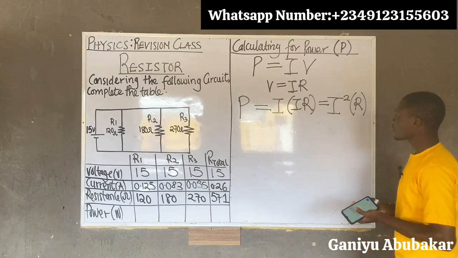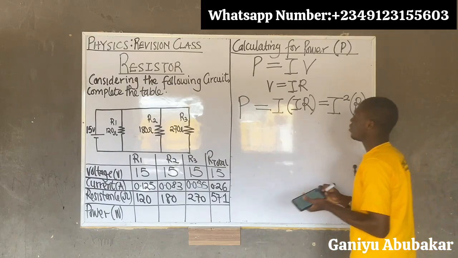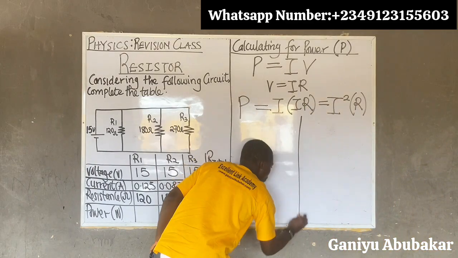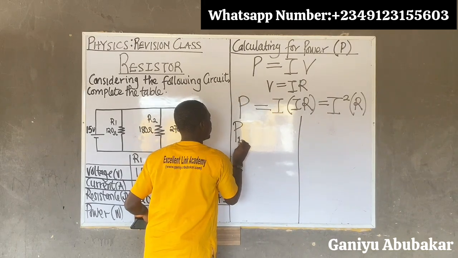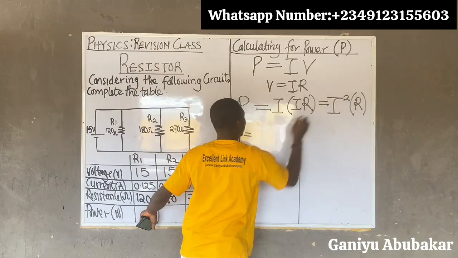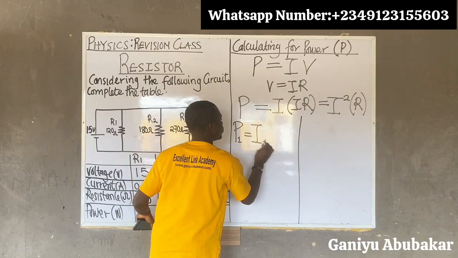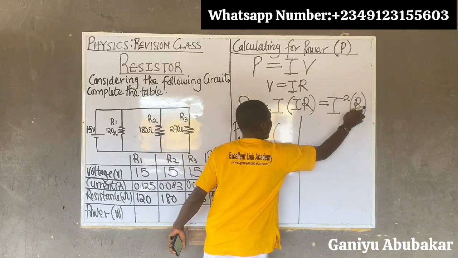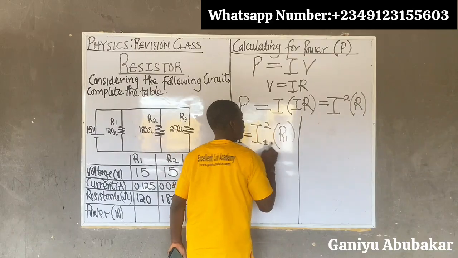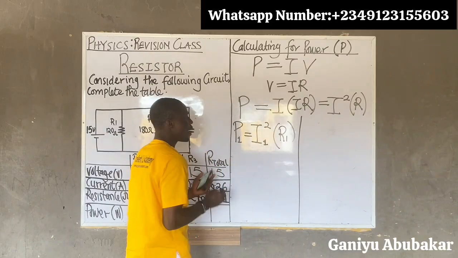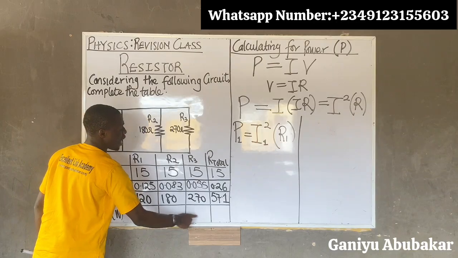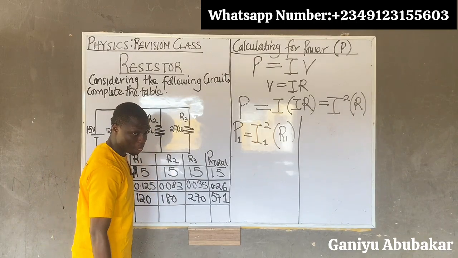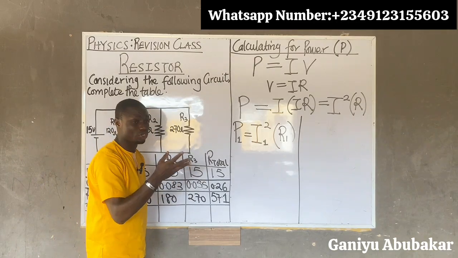I can start. Here's the idea. I'll look for P1. So P1 will be equal to I1 squared, that's I1 squared into R, which becomes your R1. I have this place. So you look for P2, P3, and P total for me, right? Leave your answer in the comment section, right?